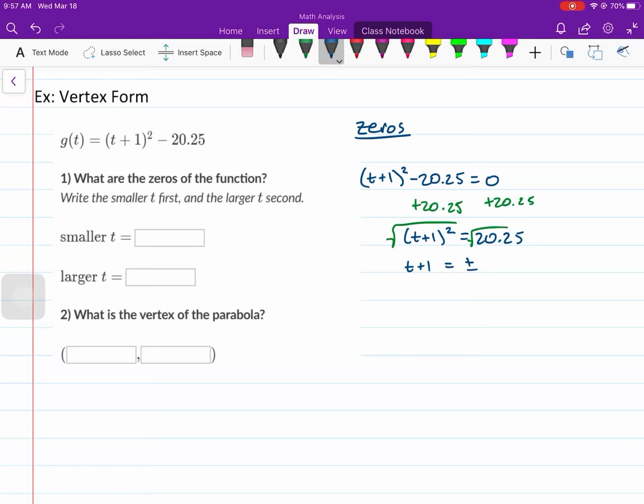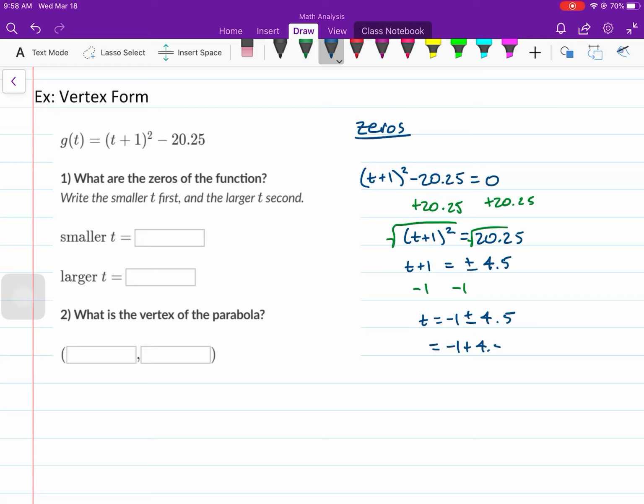So I'll have t plus 1 equals plus or minus, and just give me a second to pull up the calculator. So square root of 20.25 would be 4.5. Subtract the 1 to the other side. So we'll have t equals -1 plus or minus 4.5.